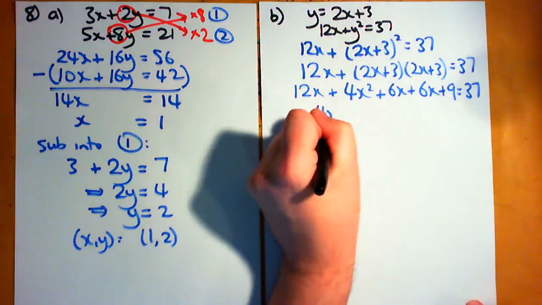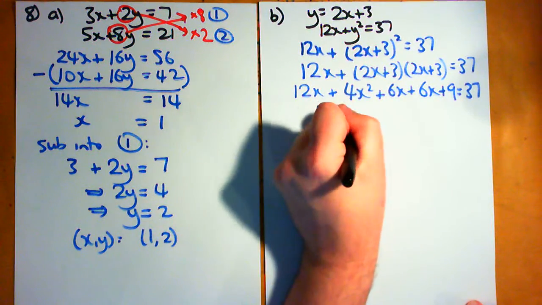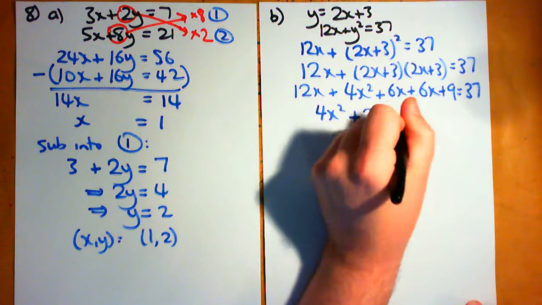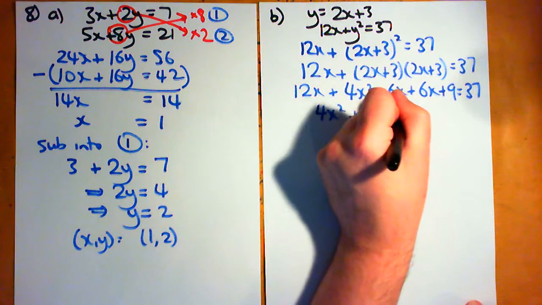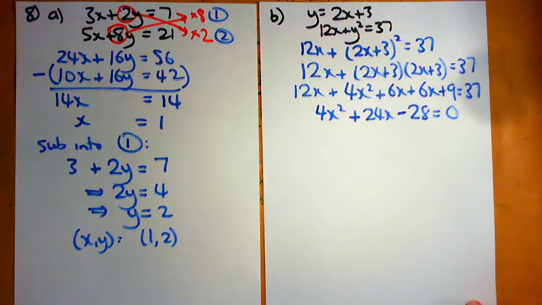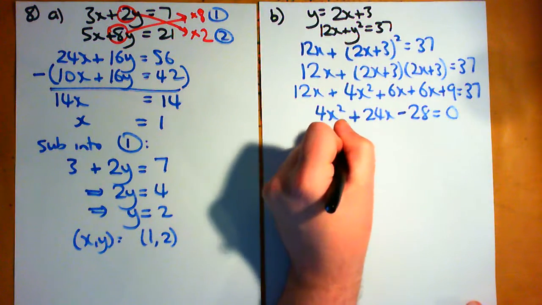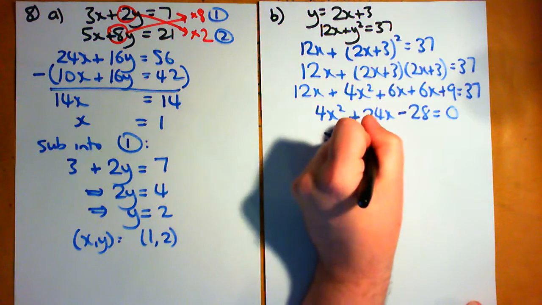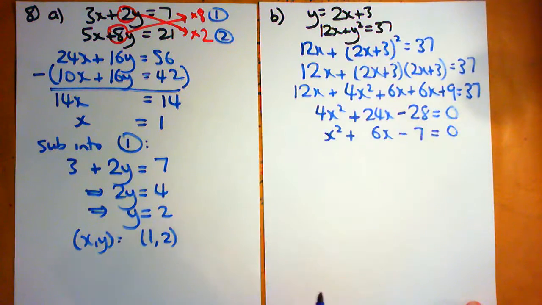So we've got 4x squared. How many x do we have? 12 plus 6 plus 6 is 24. Then we've got plus 9. We're moving the 37 to this side, so that will be minus 28 equals 0. And this has a common factor of 4, because 4, 24 and 28 are all on the 4 times table. So we can divide out 4. So this will be x squared plus 6x minus 7 equals 0.